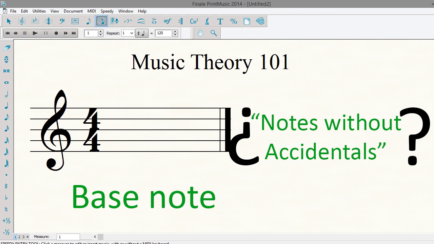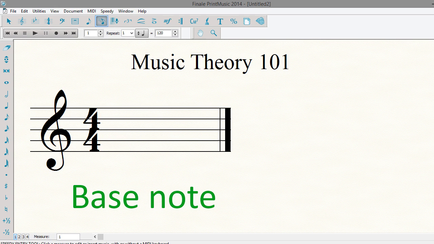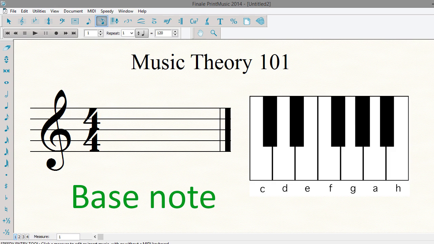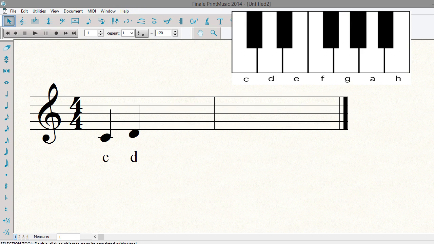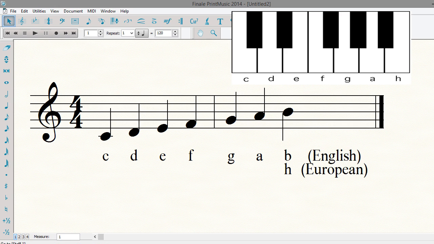So yeah. You might also call it notes without accidentals, but that would just be confusing if you don't know what accidentals are. The base notes are on a piano symbolized by the white keys, meaning the 7 base notes are C, D, E, F, G, A, and lastly and most confusingly, B if you are English schooled, or H if you are European schooled. However, I personally, being European schooled, prefer actually B, and you see more and more Europeans move over to using B instead of H just because it's more simple that way.